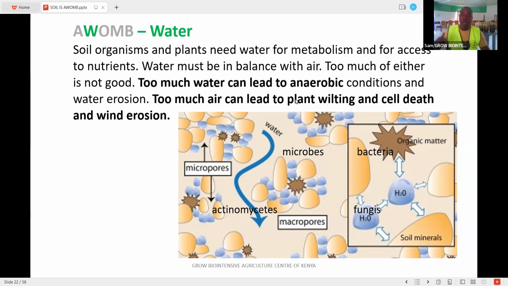So you have to apply just enough water. Too much water can lead to anaerobic conditions in the soil, so you need to measure the amount of water that you're applying. Too much water in the soil leads to plant wilting and death of the plants. If you have too little of it, again, it's a problem. So it has to be optimal.